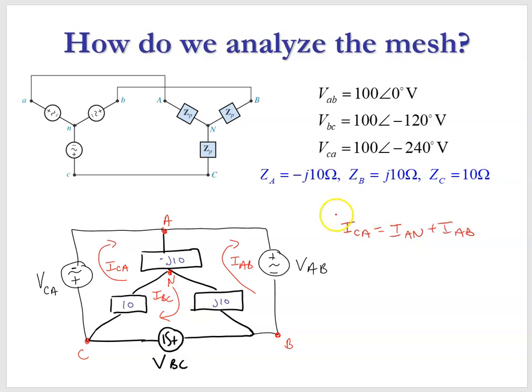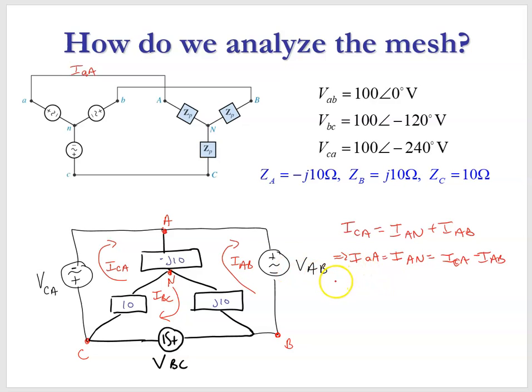Well, what we want is our line current. If we want this line current IaA, well, IaA is the same as IAN. So that tells us then that our IaA, which is equal to IAN, is going to be equal to our ICA minus IAB. So once we get these currents, from that, we can calculate our line currents. And then from our line currents and our phase voltages, we can calculate the power, which is what we want to do here, calculate the power of the three phases.